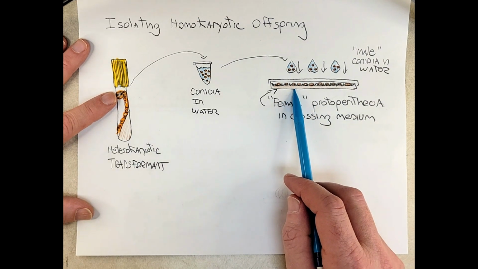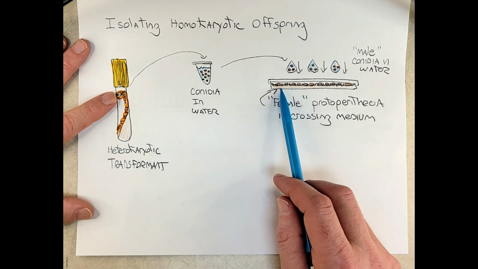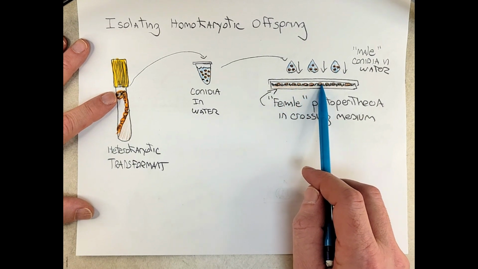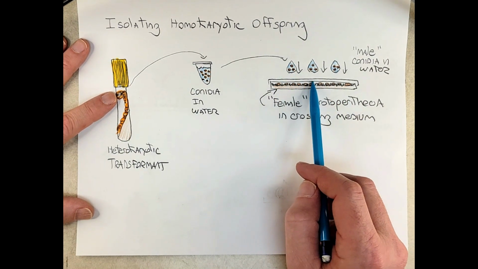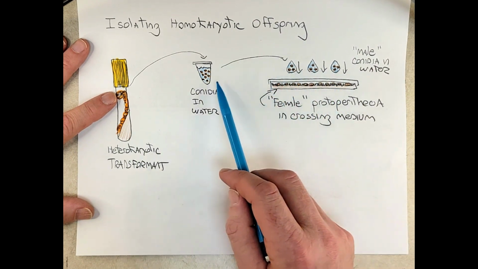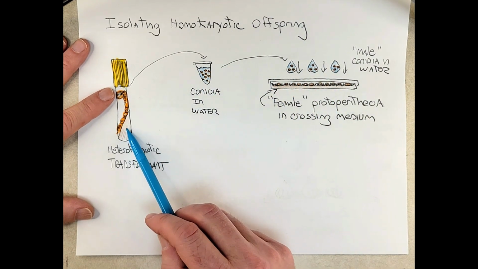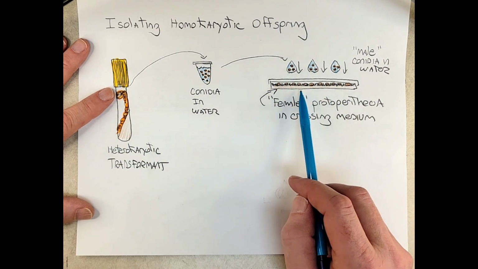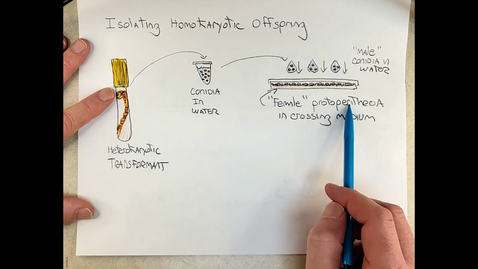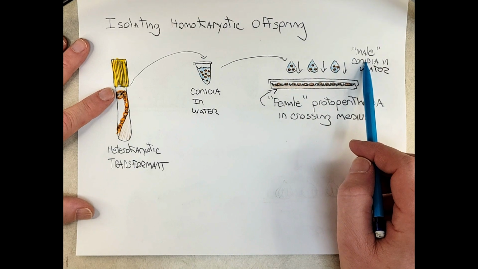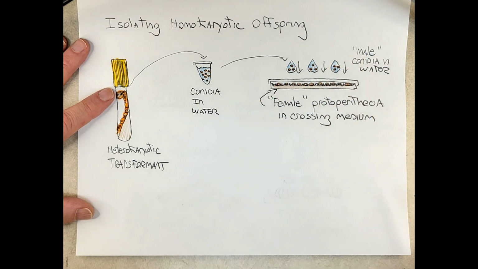So we grow the mating partner in a medium called crossing medium, and after 7 or 8 days, it forms the female protoperithecia, which are the immature fruiting bodies, and we can fertilize these just by dropping droplets of water containing conidia from the heterokaryotic transformant onto the medium. Sometimes when you do crosses like this, the protoperithecia-producing parent is called the female strain, and the conidia-producing parent is called the male strain.